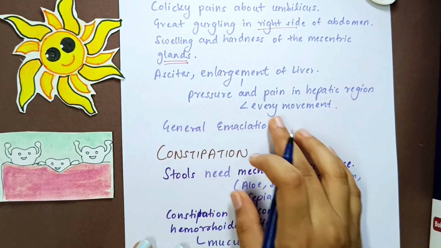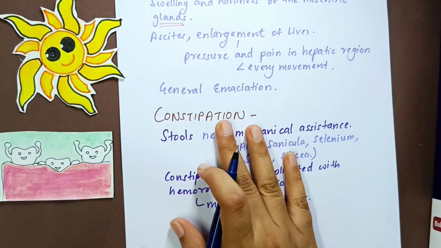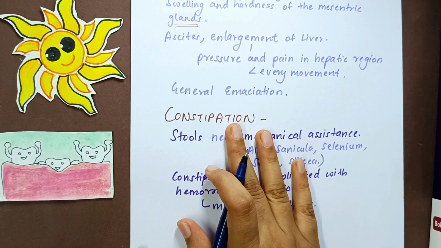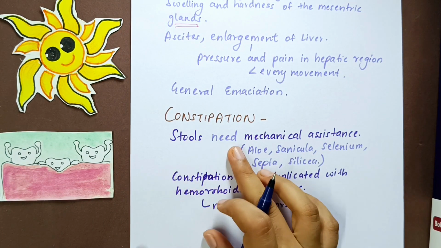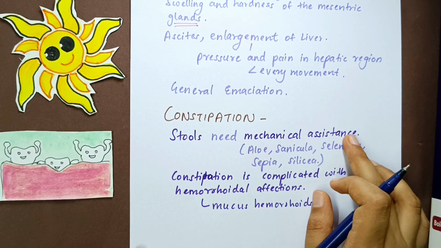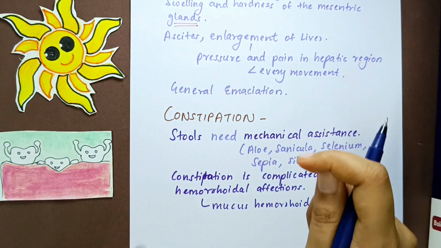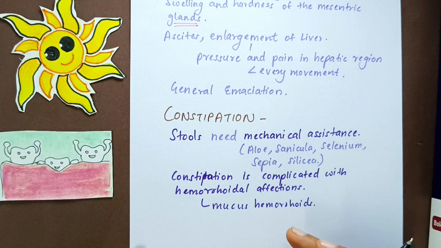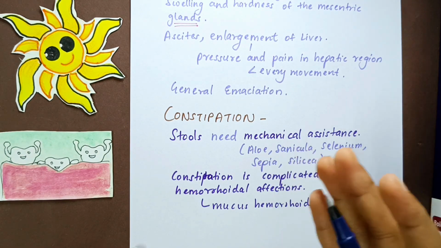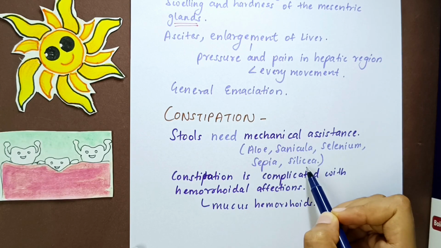So they have this emaciation although they are fat and flabby. That's what we learned, right? Now, in constipation, there is a very strange, weird symptom, that is, stools need mechanical assistance. What is the meaning of mechanical assistance? It's very simple. You need to actually go down, put your hand and try to remove the stool. That is what happens in Calcarea, in aloe, in sanicula, selenium, sepia, silicea.